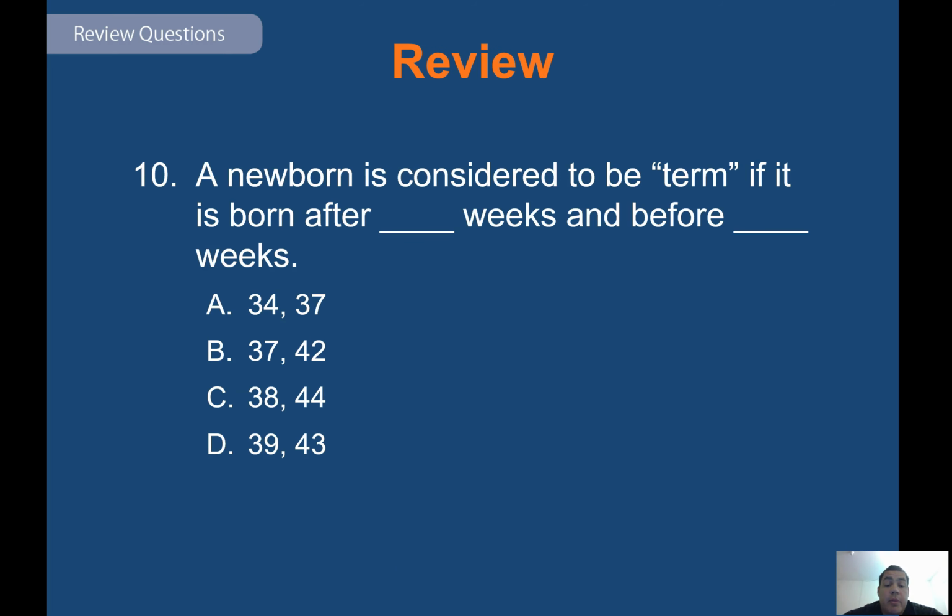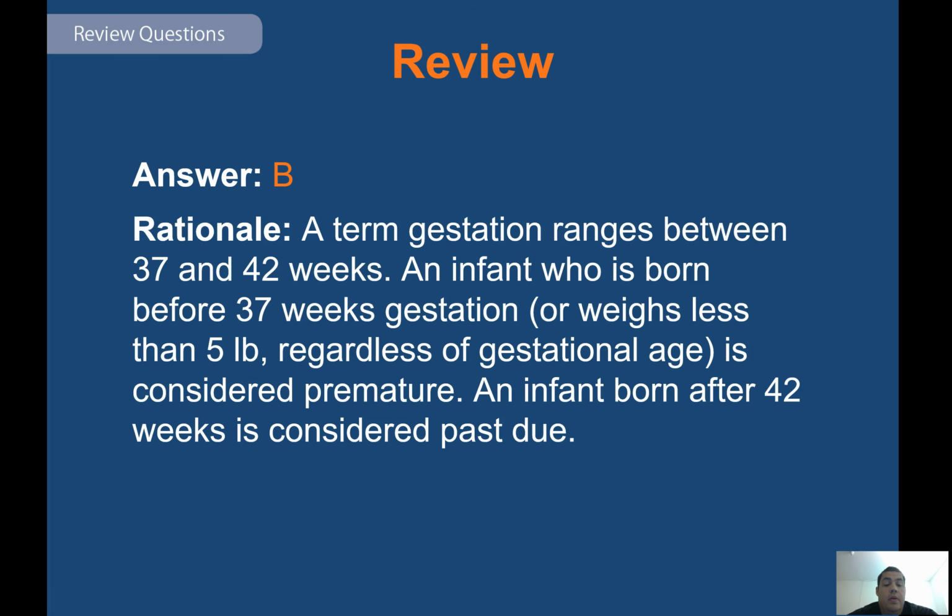A newborn is considered to be term if it is born after and before what? So B, a term gestation ranges between 37 and 42 weeks. An infant who is born before 37 weeks or weighs less than 5 pounds, regardless of gestational age, is considered premature. An infant born after 42 weeks is considered past due. So this is typically when a patient is going to give birth between that 37 and 42 week period.